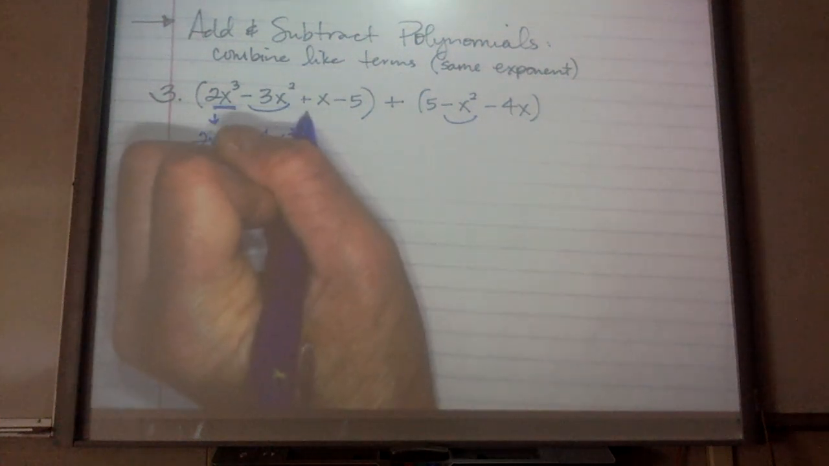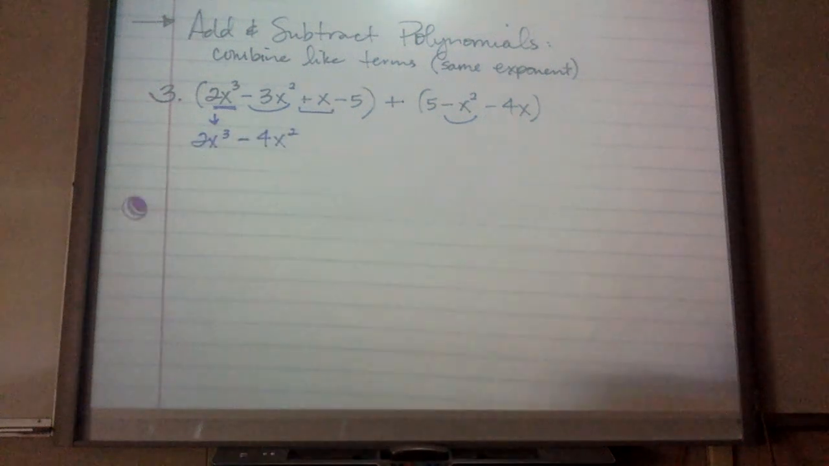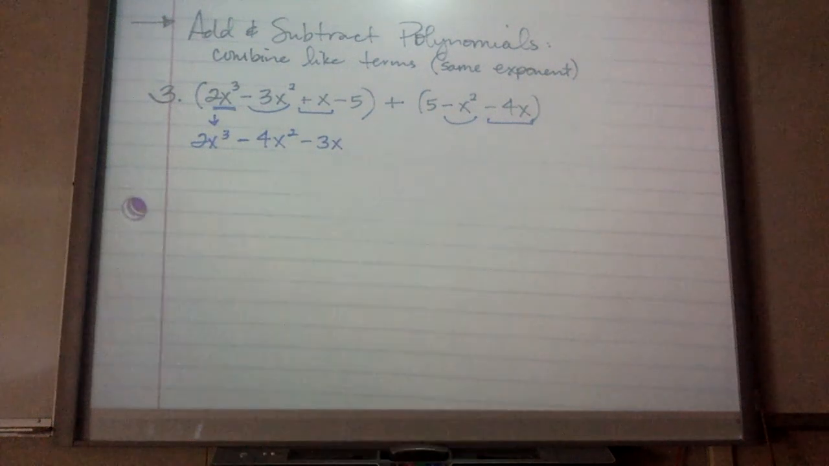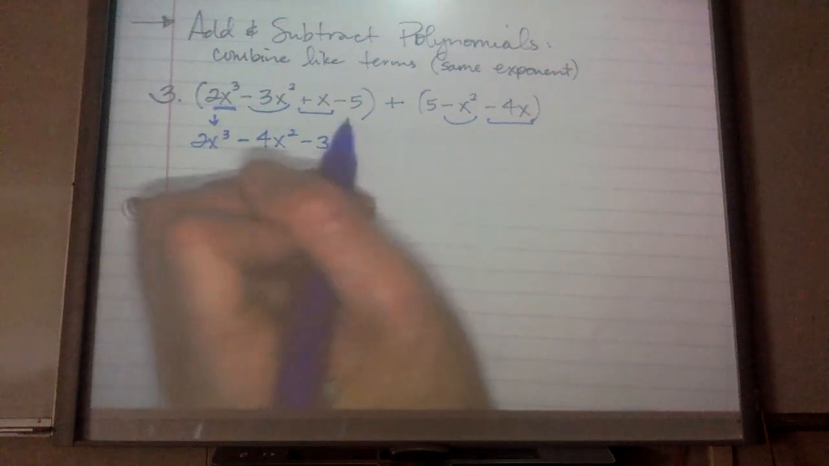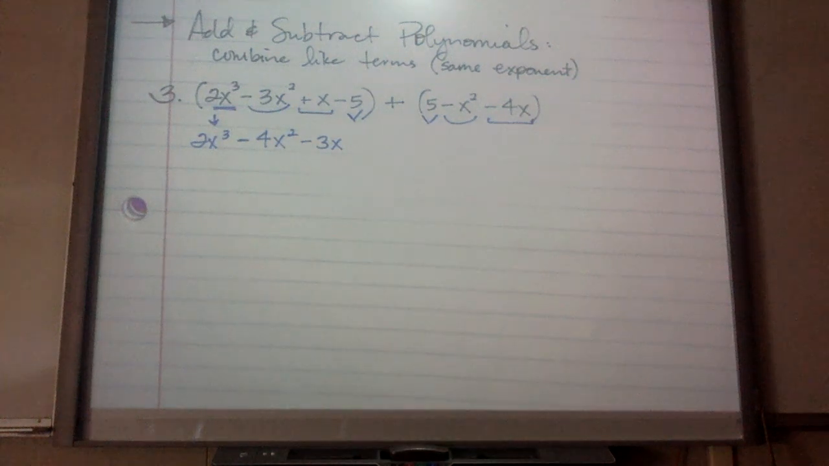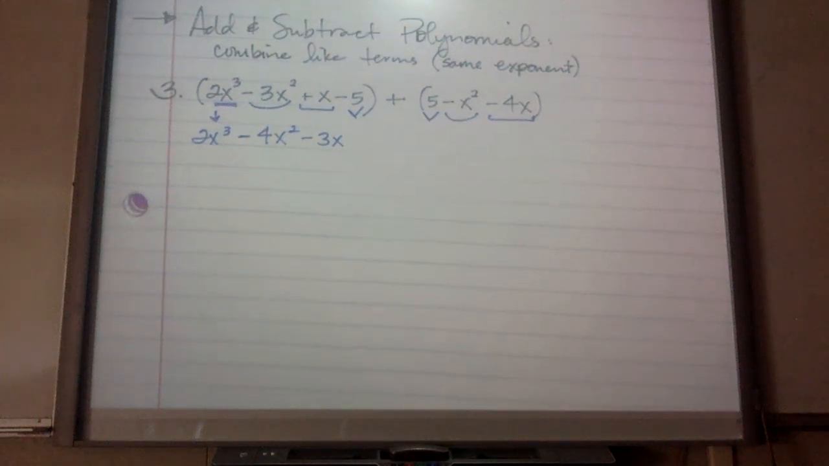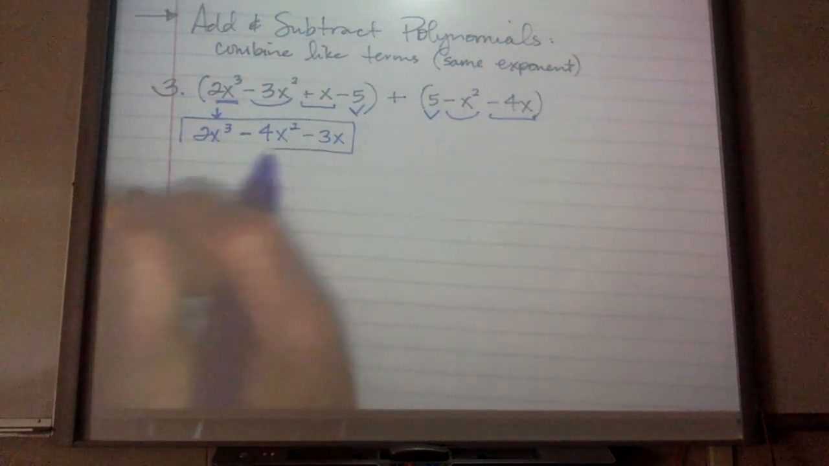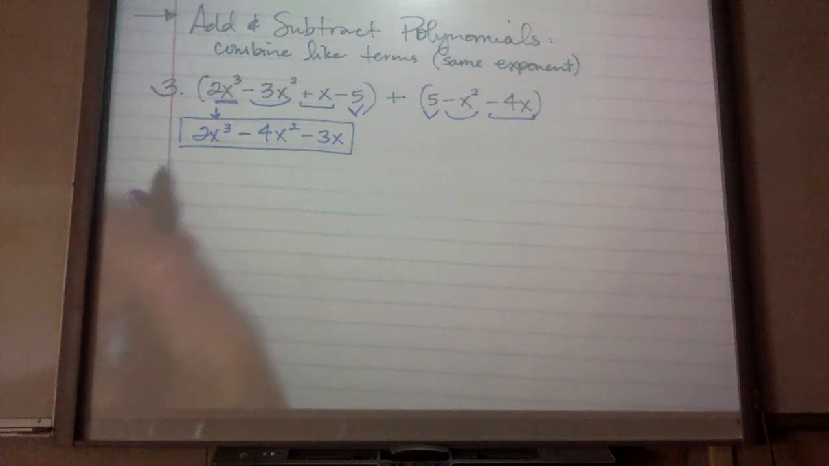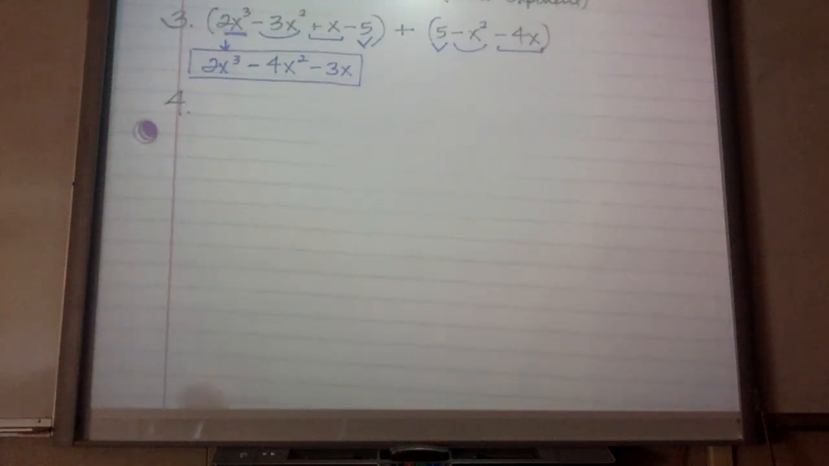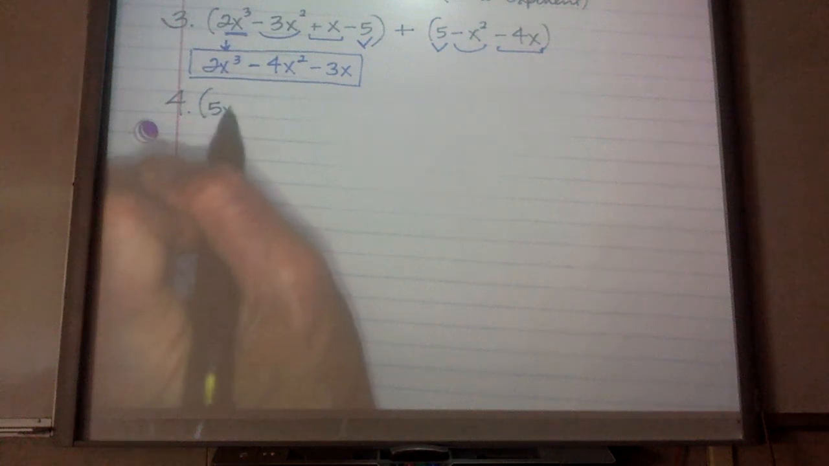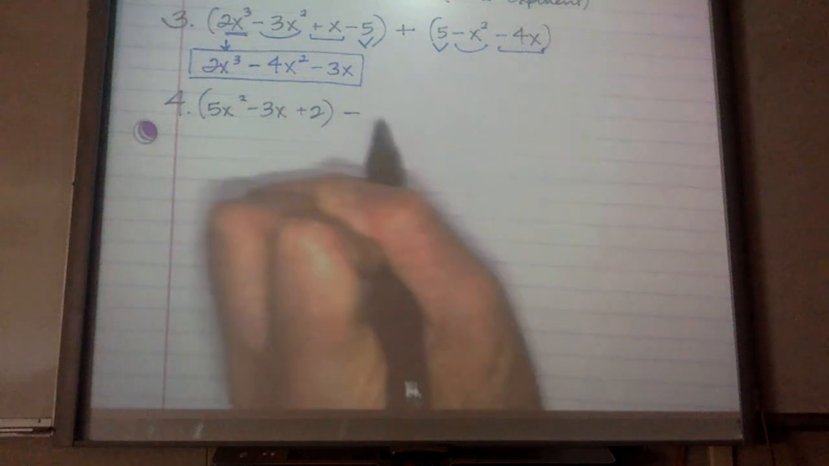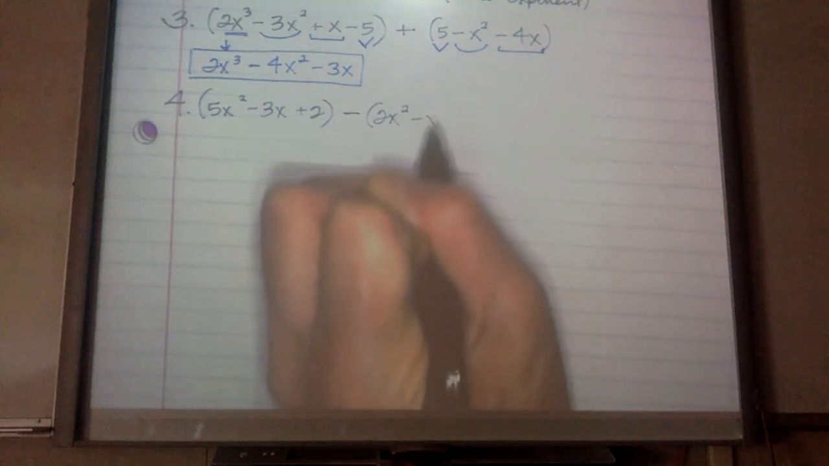I'm now going to look at my x term. So I have a positive 1x minus 4x, that's negative 3x. And then last is my constant. I have negative 5 plus 5, which would be 0. So I don't need to bring it down. So this would be my final answer. Now, a subtraction problem is almost identical. So 5x squared minus 3x plus 2, minus 2x squared minus x plus 4.